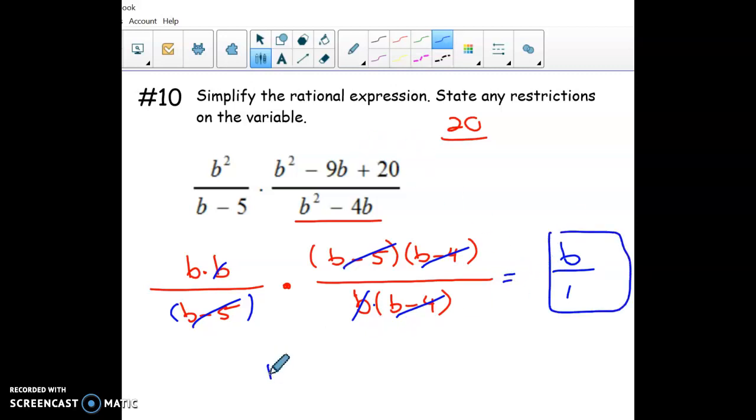Okay, and then as far as restrictions go, if any denominator is 0, it's a problem. So from this little factor, a restriction is 5. From this one, it's 4. And then the one students often forget about is if you have a times b, that's going to make a restriction of 0. If you go back to this denominator, if b is 0, you have 0 squared minus 4 times 0, so you'd have 0 minus 0, and then you'd be dividing by 0. So long story short, if you have a times b in your factored form, that's going to lead to a restriction of 0.